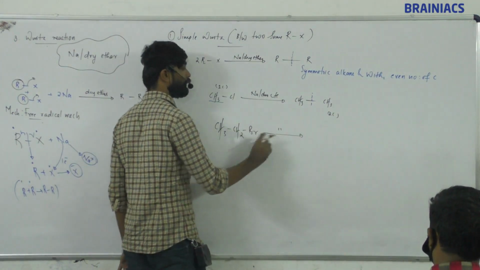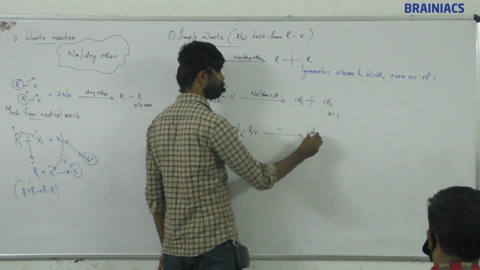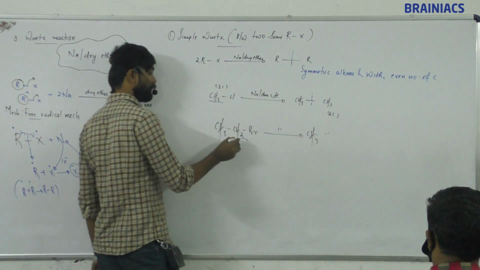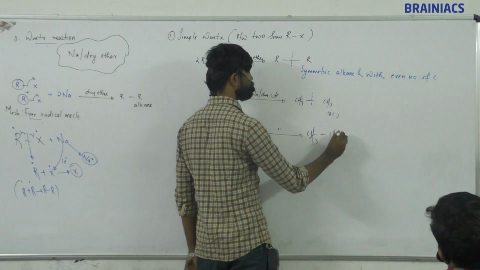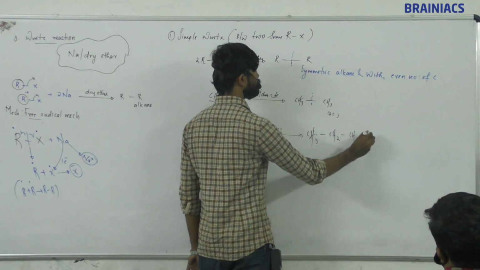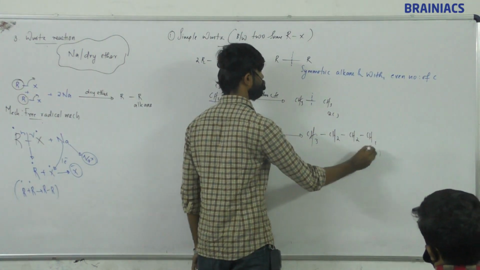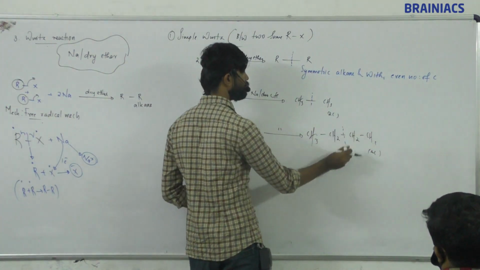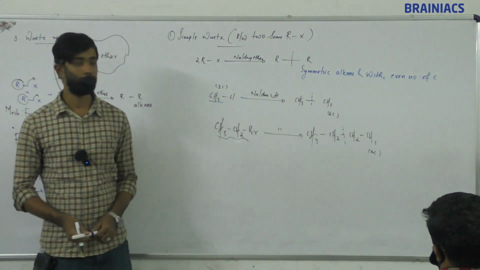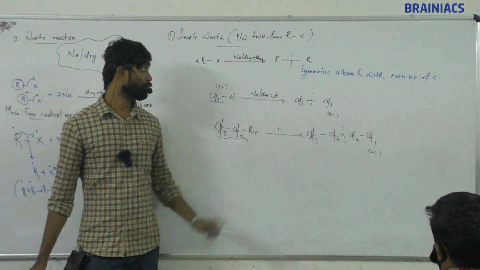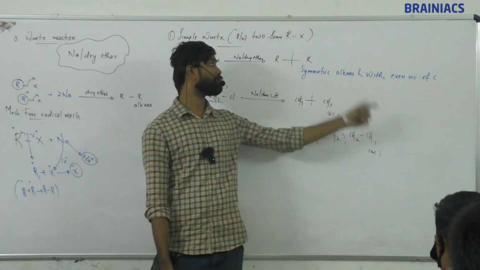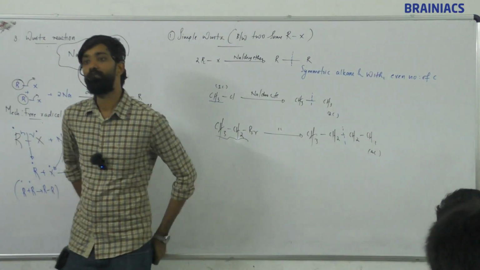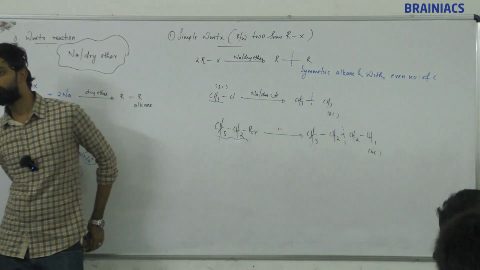Take another one: CH3, CH2 is R. So RR means CH3CH2CH2CH3. How much carbon? 4 carbon. Moreover, a symmetric alkane. I'll give you more examples. So the first one is the simple Wurtz reaction, and the speciality is you obtain a symmetric alkane with an even number of carbon. That's the condition.